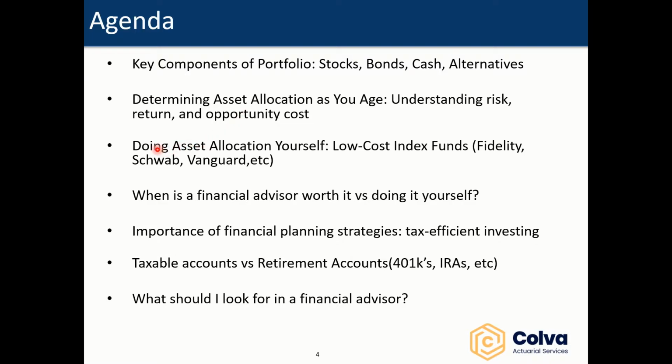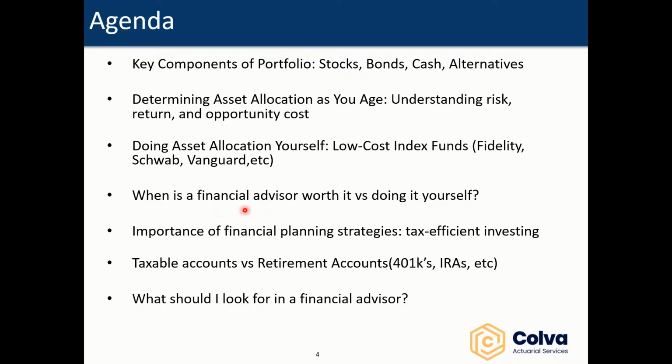We'll then talk about doing asset allocation yourself, which is just using low-cost index funds, determining your risk profile, how much should be in bonds, how much should be in stocks, and doing that asset allocation element yourself. And there are a variety of providers in the industry that allow you to do this. We'll talk about when a financial advisor is worth it versus doing it yourself. This is the bulk of the value I'd like you to take from this.